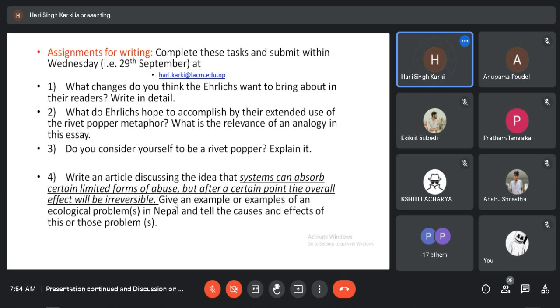Is it clear? Yes, sir. Okay, just relate this with the essay, and also give an example or examples. Simply an example of an ecological problem or problems in Nepal. You have understood or you have read so many cases, and tell the causes and effects of this or those problems. So just write this based on your knowledge, based on your further study, based on this essay, and based on your prediction as well.